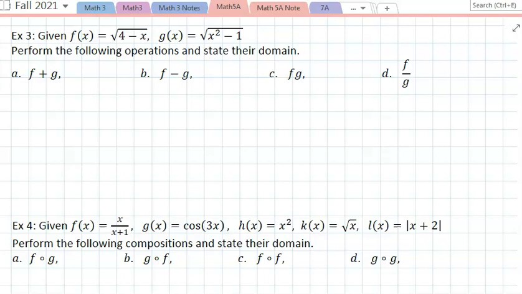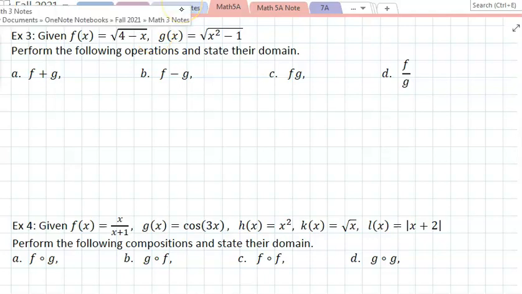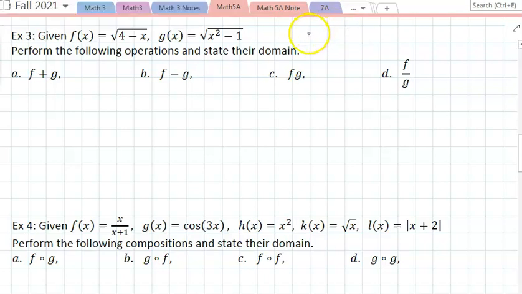Alright, next type of problems in the review. Given f of x equals the square root of 4 minus x and g of x equals the square root of x squared minus 1. So keep in mind, for f, the domain: I would take 4 minus x, set it to be bigger than or equal to 0, or x is less than or equal to 4. So anytime I use f, its domain carries with it.